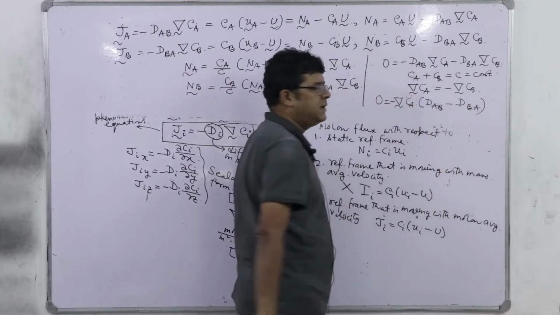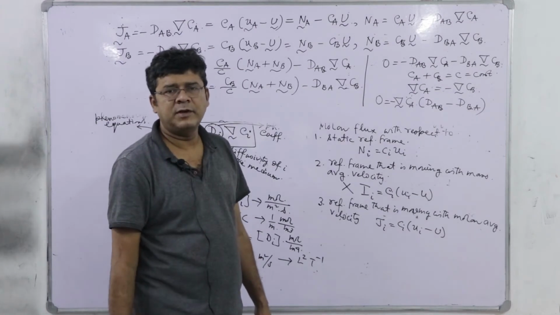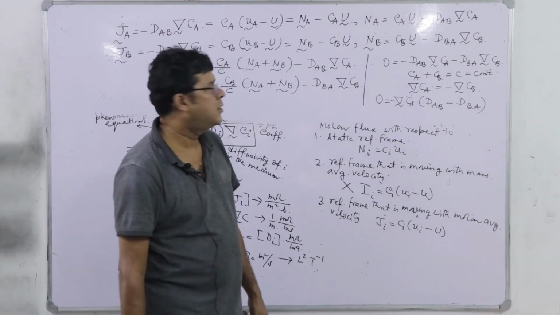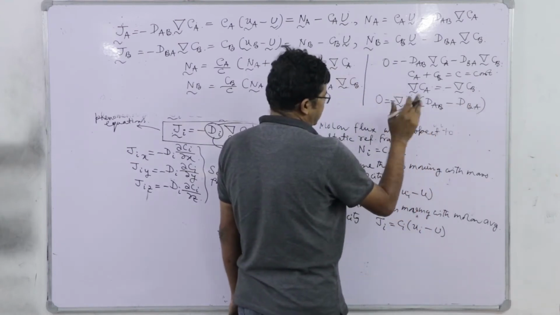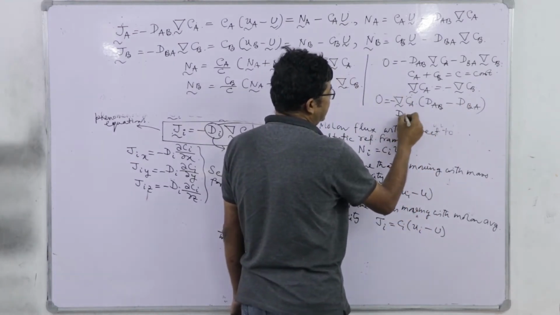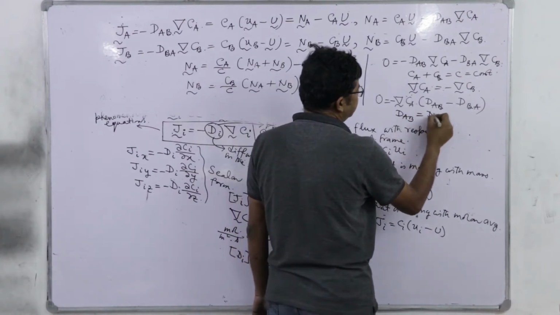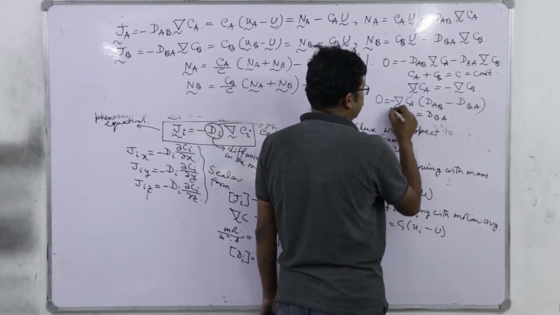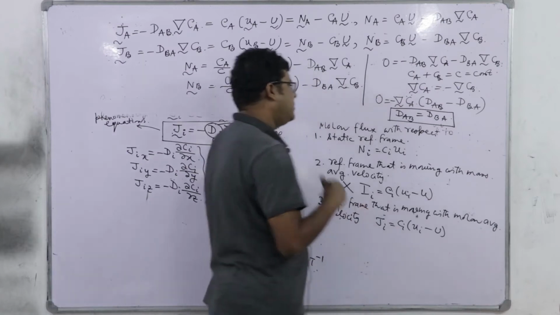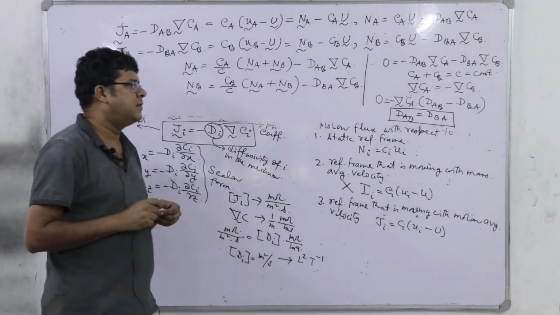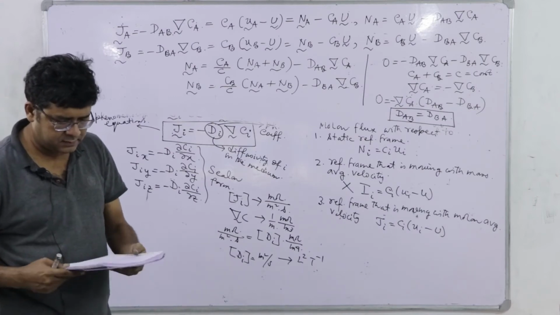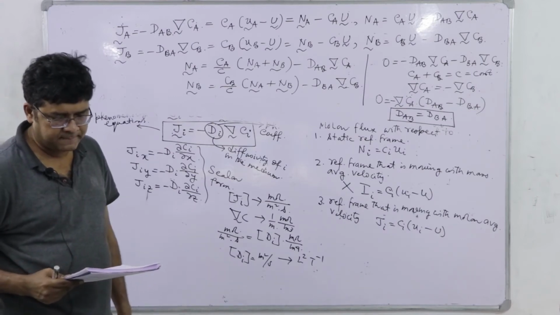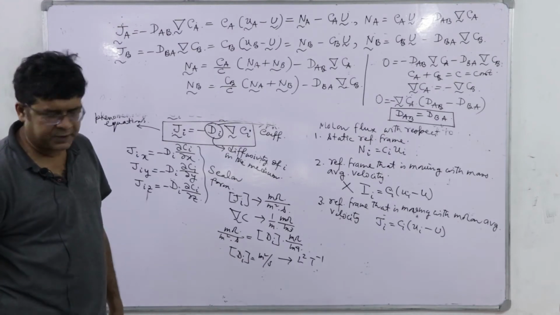Now, grad of Ca for a diffusive process can never be equal to 0. So, grad of Ca is never equal to a null vector. So, dAB equal to dBA. So, diffusivity of A in B is same as that of the diffusivity of B in A, right. So, we have got these basic expressions.